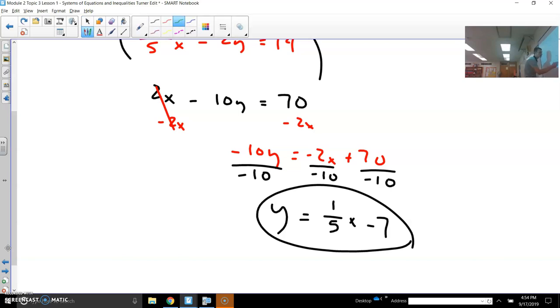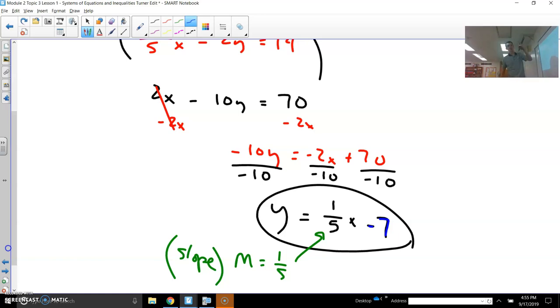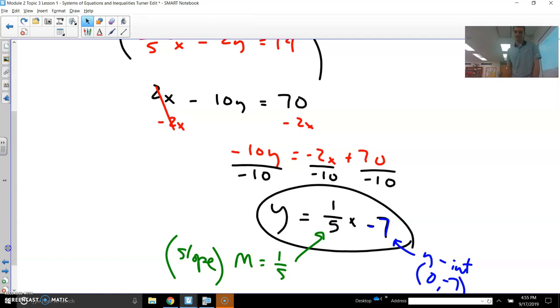And this is our slope value. Our slope is 1/5. Slope is designated with the letter M a lot of times. It's Latin for the word in Latin that represents the idea of an angle or slope of terrain. And this negative 7, well, this number is your y-intercept. 0, negative 7 is where that graph will begin.